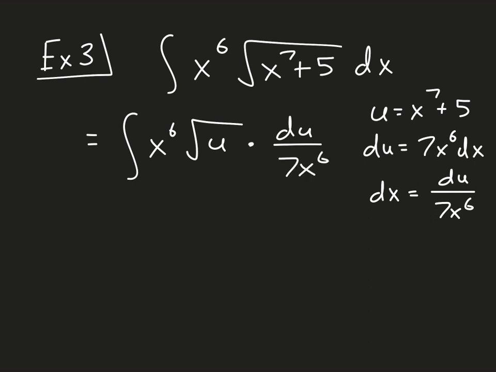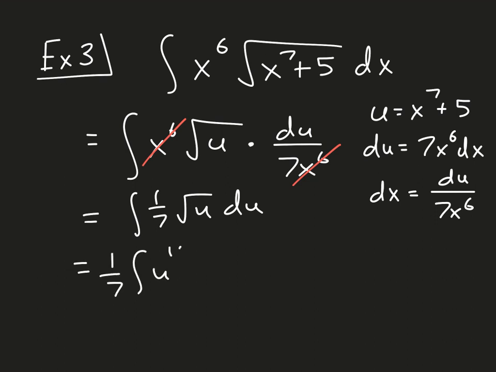And what do you know? We have an x to the 6th in a numerator and a denominator, so the x to the 6th will cancel out, which is great because we want everything in terms of u, and now it is. That 1/7 we can keep out front as a constant, and you can actually extract that from your integrand, so we have 1/7 times the integral of u to the 1/2 du.